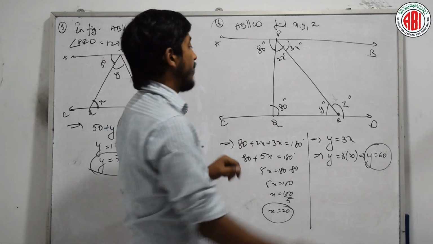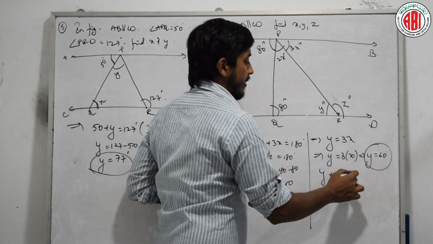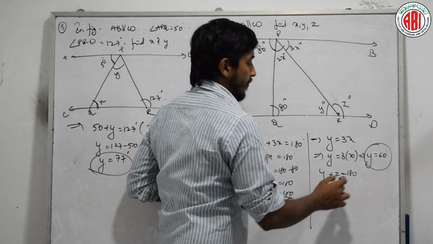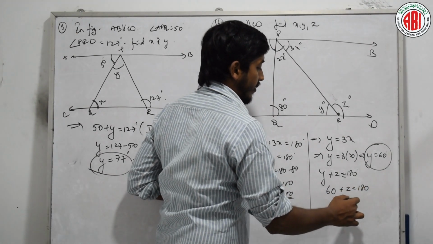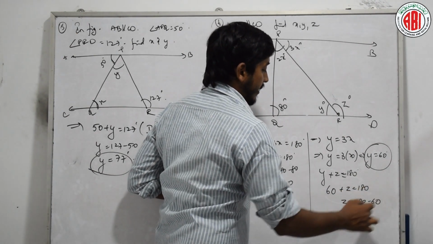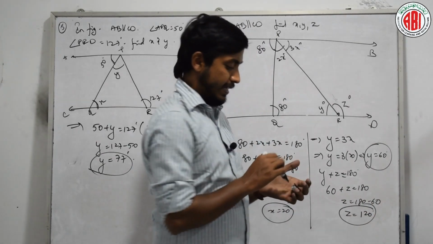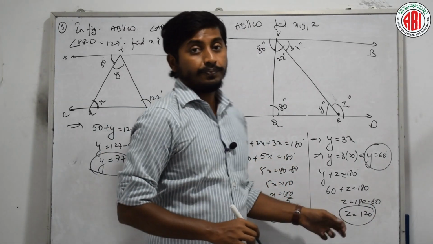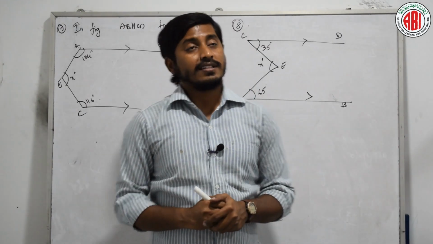Yes? If you observe here, there is a linear pair again. Therefore, y plus z is equal to 180. y is already 60 plus z is equal to 180. Therefore, z is 180 minus 60. That is z is, how much it is? 120 degrees. Clear? Fine. Shall we move on to the next problem? Let's do. Look at these questions here.